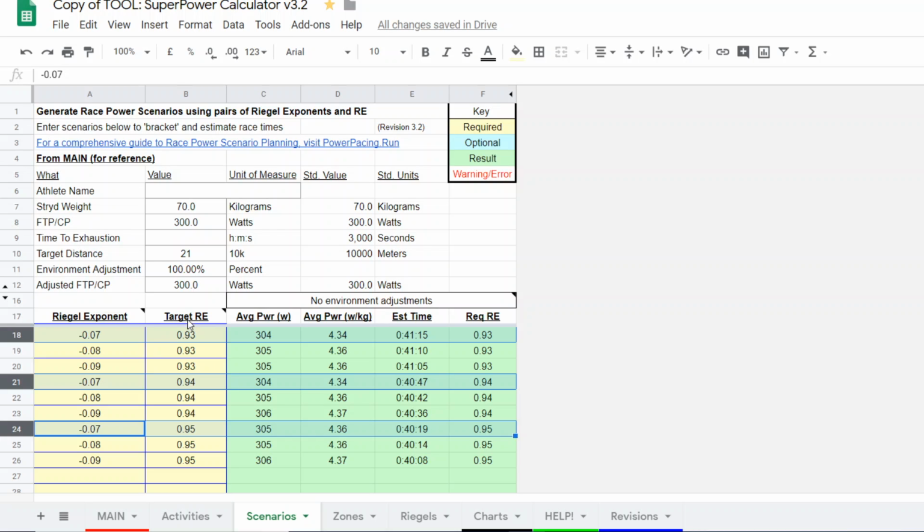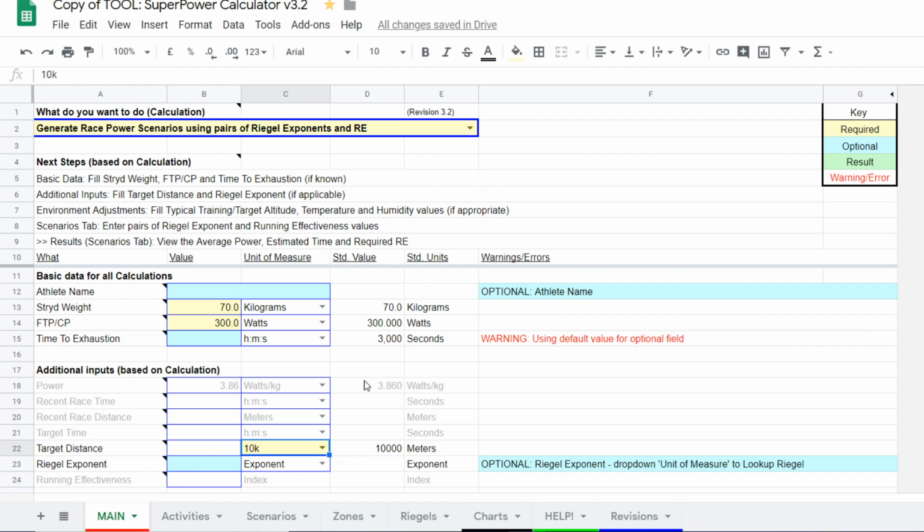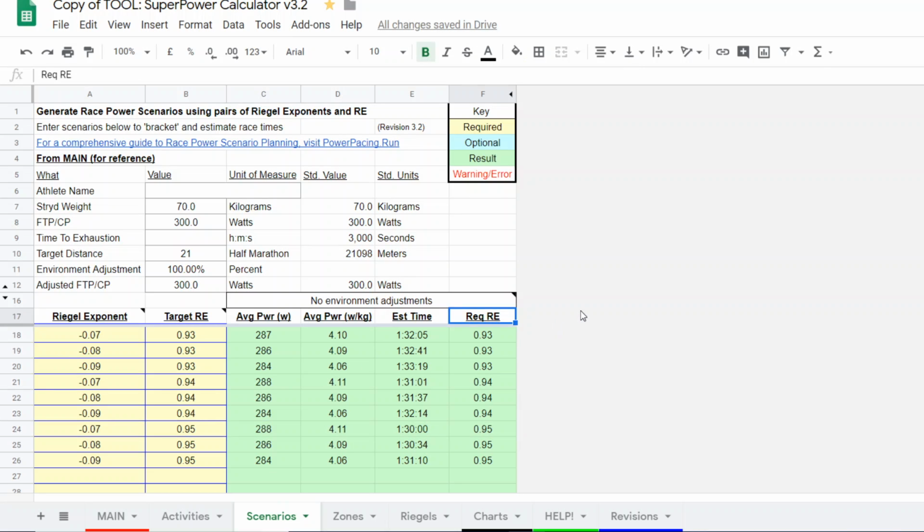That's why we have that in here. It does modify the power a little bit, but it modifies the outcome in terms of duration more. All right? So let's go back to another example. Let's do a half marathon. And we're going to use the same scenarios.